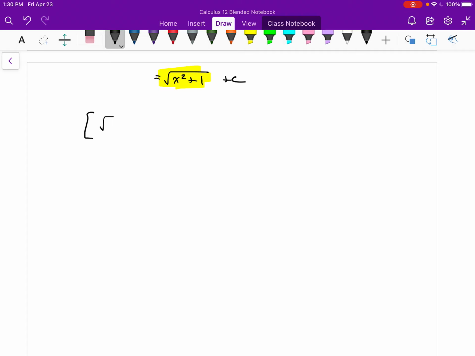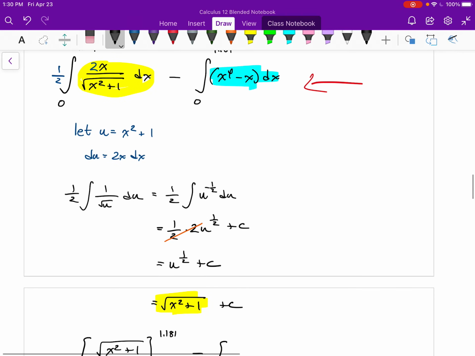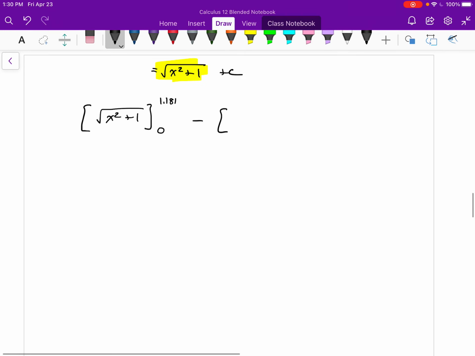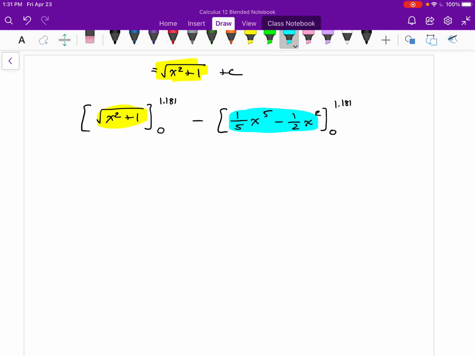So I'm going to evaluate root x squared plus 1 from about 1.81 to 0 minus the antiderivative of x to the power 4 minus x, which I'll just do quickly right here. All right, and at this point, I'm now just typing a bunch of stuff into my calculator. So, you can do this all on a calculator in one step. I would do it in a few steps.